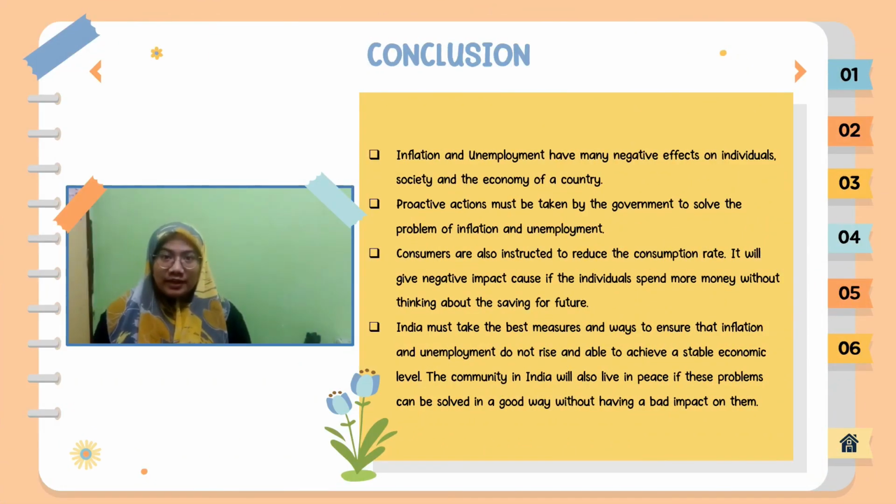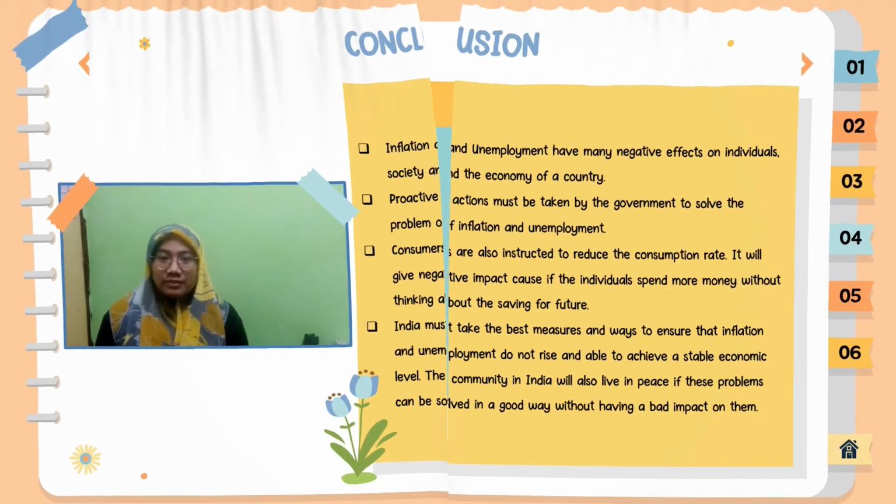I will explain the conclusion. Inflation and unemployment have many negative effects on individuals, society, and the economy of a country. Proactive action must be taken by the government to solve the problem of inflation and unemployment.